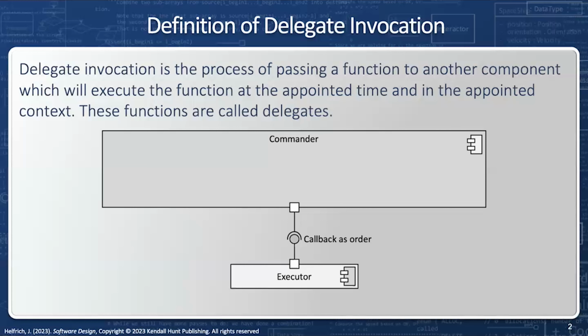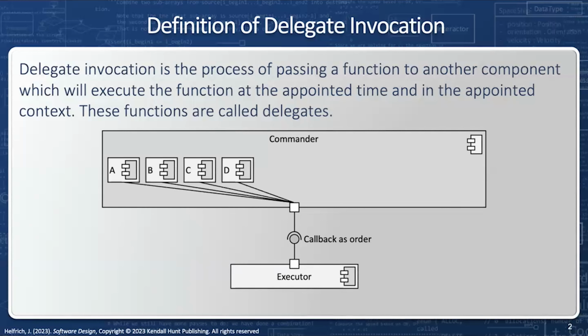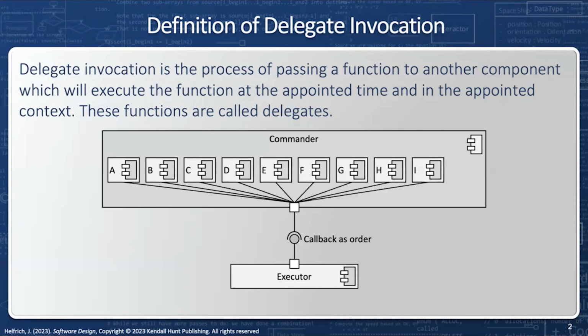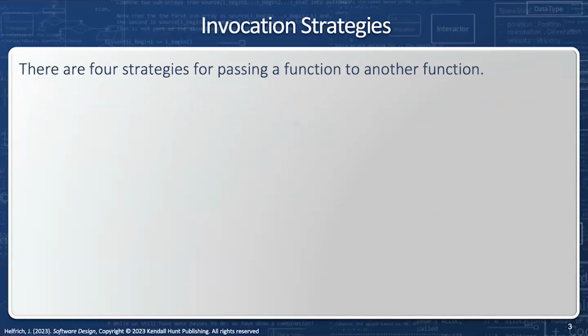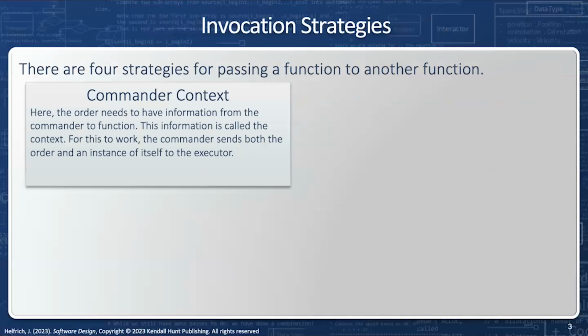Now notice that the commander could have lots of different components within it, each of which talking to the executor through the same shared interface. There are 4 invocation strategies. The first one is the commander context. In other words, when we send an order to the executor, we send the order as well as an instance of the commander, and so that instance will be used by the executor.